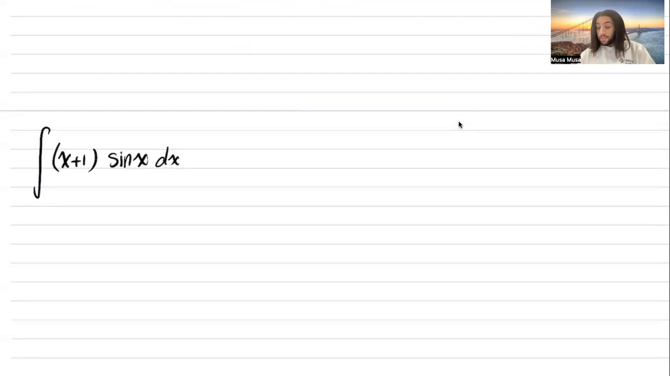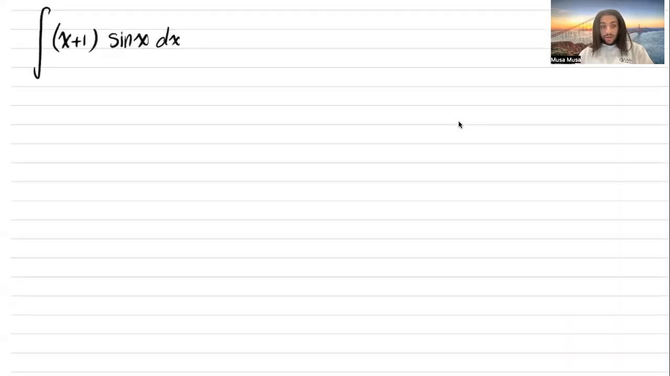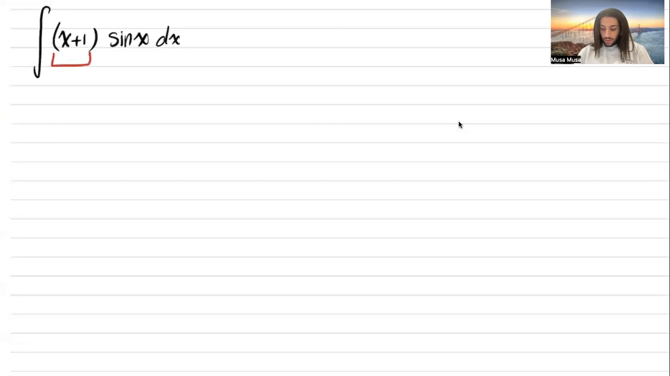Okay, I said before, it's always good to let u equal to the polynomial. And you can see that here, I should be letting u equal to the x plus 1 and v dash equaling the sine x. Okay? So u equals x plus 1. If I remember, my formula is u times v minus the integral of v u dash.